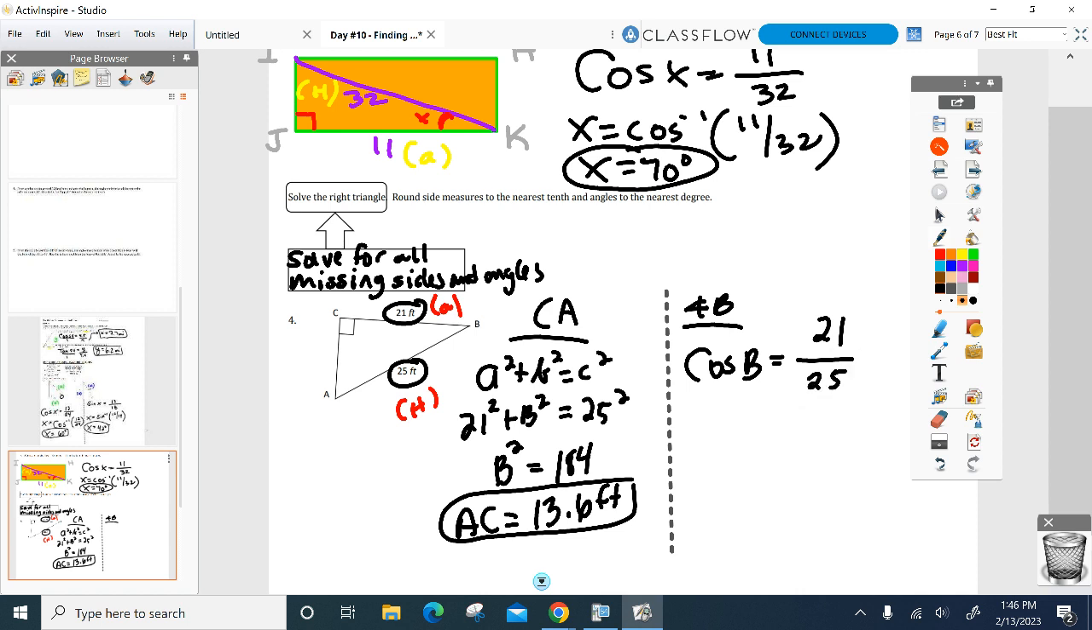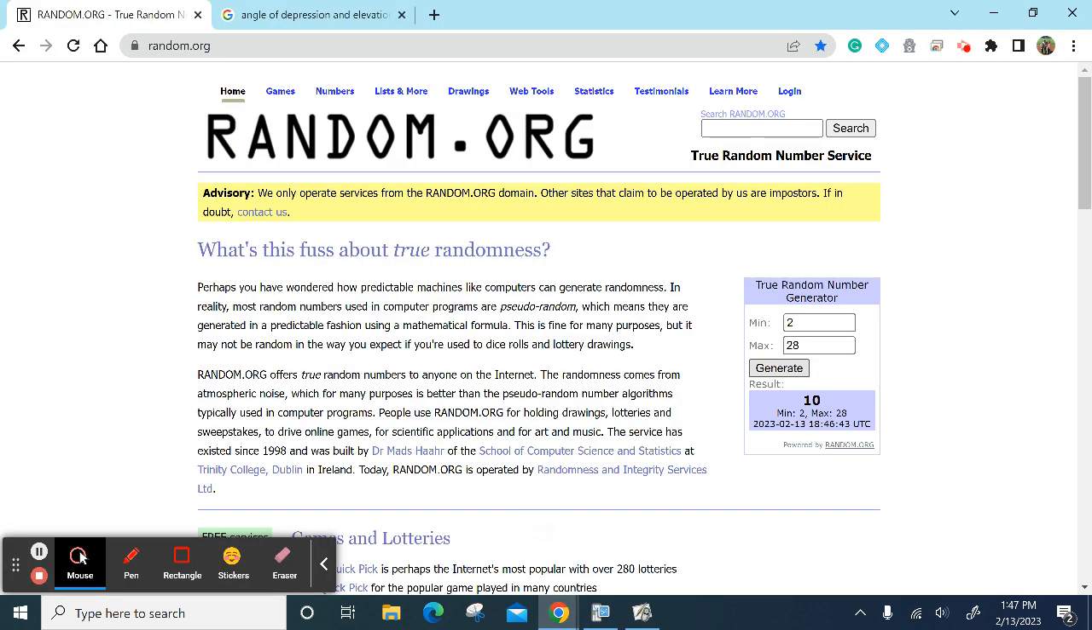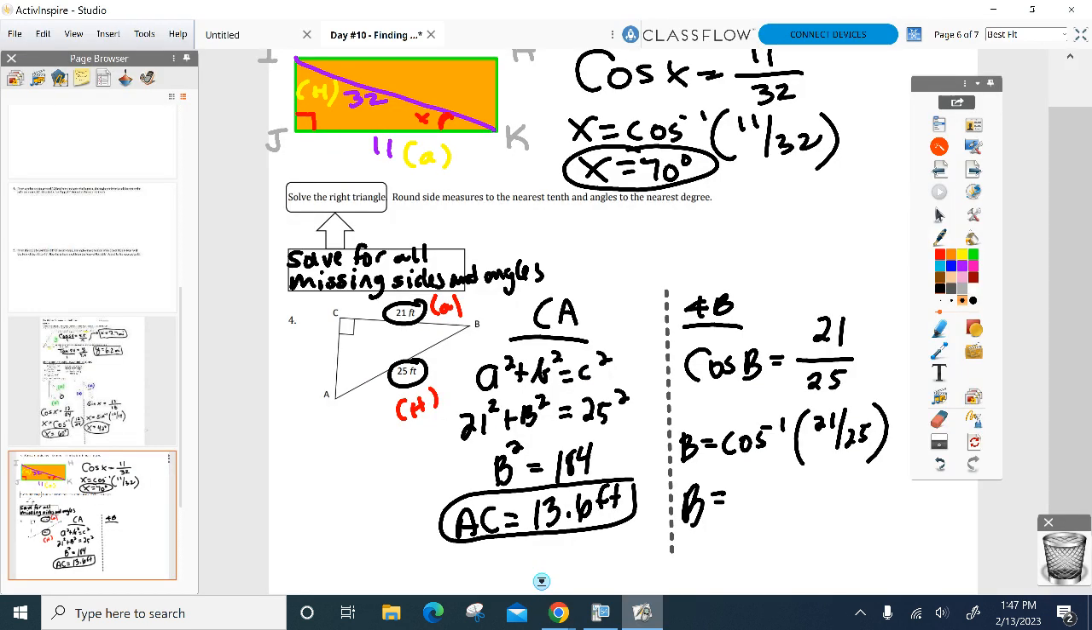No cross multiplying. We talked about that today. I'm going to use the inverse of cosine. Nearest degree. When you find it, let me know. Angle B, 33 degrees. Good work.